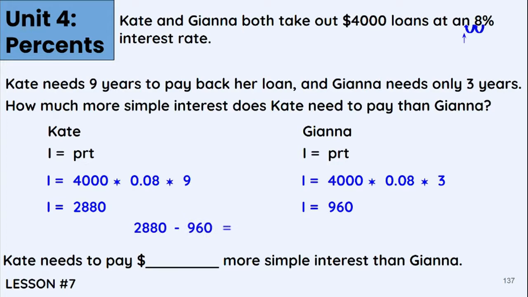Kate would need to pay $1,920 more in simple interest because it takes her longer to pay back that loan.